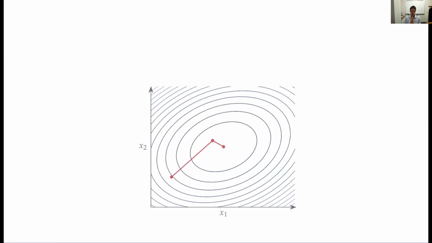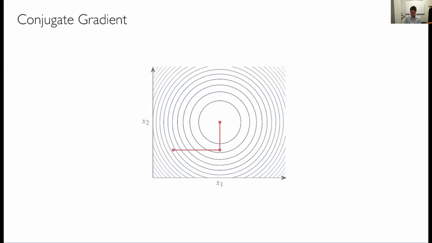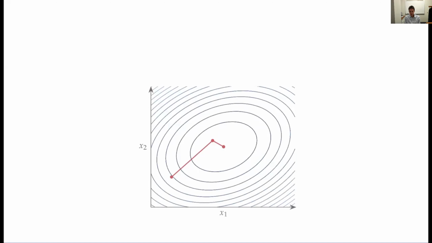What we could do is we could use a similar concept and choose directions that are not orthogonal. Here they were orthogonal to each other, right? But they're orthogonal in some other sense. They're orthogonal in this curved sense of the space. We call these conjugate vectors, and mathematically we'd write it like this.